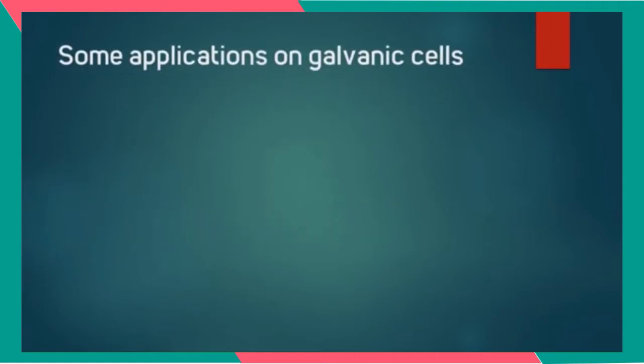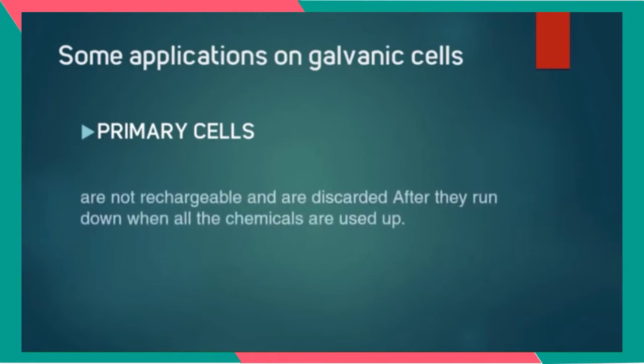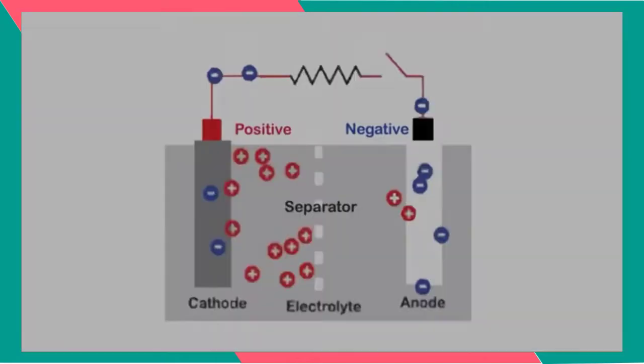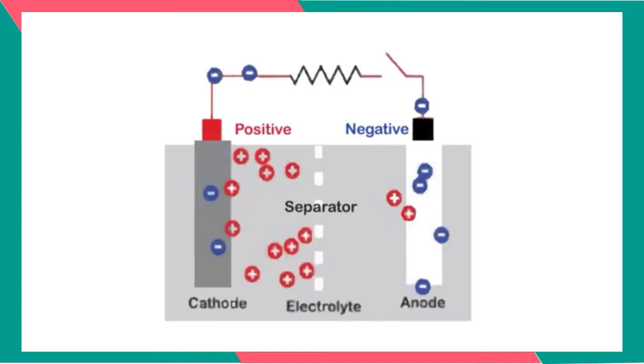Hello guys, in this video we are going to discuss some applications of galvanic cells. A voltaic cell can be primary or secondary. In this video we are going to discuss the primary cells, and in the next videos we will discuss the secondary types. Primary cells are not rechargeable and are discarded after they run down, when all the chemicals are used up. In other words, there is no more chemical potential energy available, or the chemicals in the battery can no longer react to produce electrical energy.